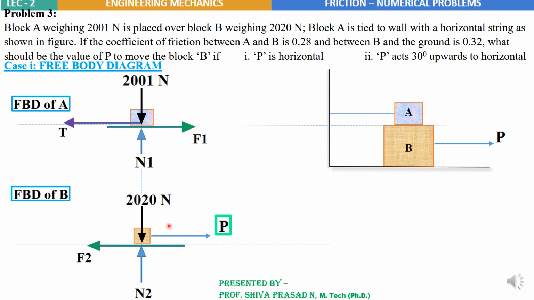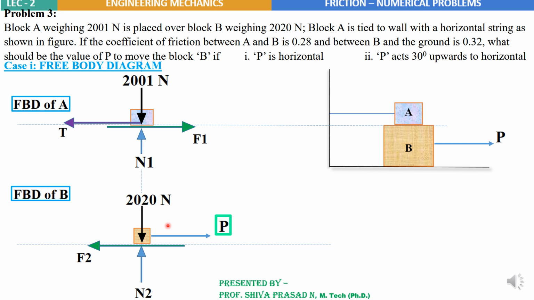Okay, hope you understood this. So just because P is pulling this block to the right, I will have friction acting in the left side direction. So after these four forces, that is the exclusive forces for block B: weight, normal reaction to the block B, the applied force P, and the frictional force F2. Along with these four forces, I should consider two more forces.